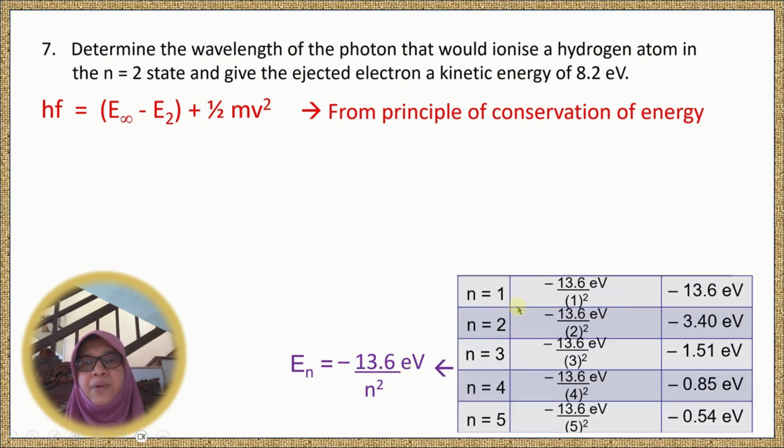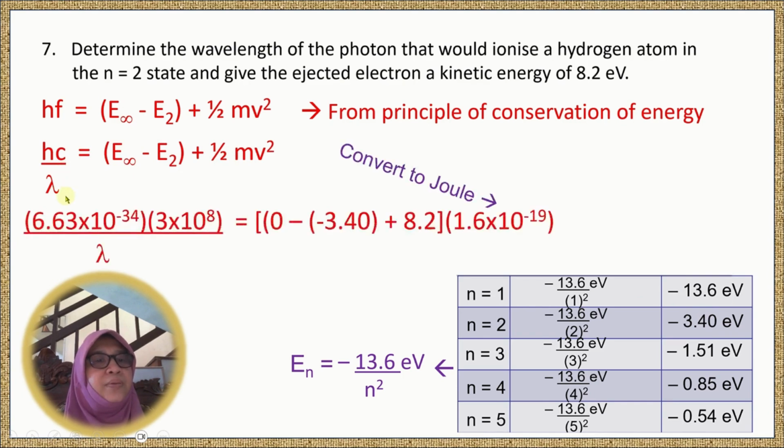The energy E, we find using negative 13.6 over n squared in electron volt. So for n equals 1, it is negative 13.6 electron volt. For n equals 2, it will be negative 13.6 divided by 2 squared, and the answer is negative 3.40 electron volts. So we are going to use these two energies and substitute into the equation here.